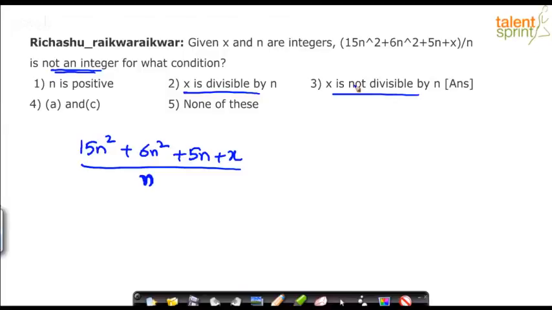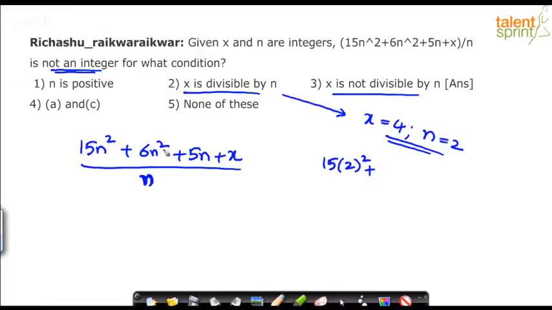So if X is divisible by n, let us assume X equals 4, n equals 2, pertaining to option 2, right? X is divisible by n, 4 is divisible by 2. Substitute now, what do we get? We'll get 15 into 2 squared plus.